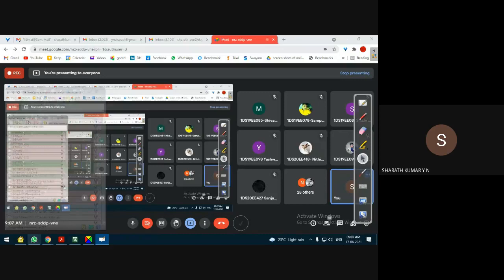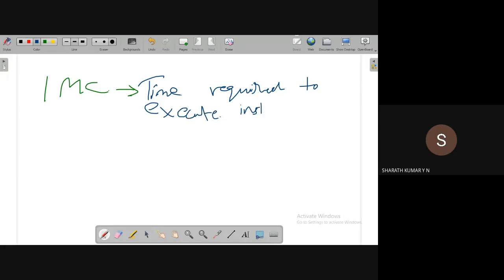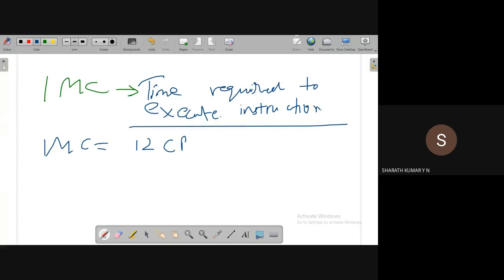Okay. So one machine cycle means the time required to execute an instruction, the simplest instruction, I mean the instruction which takes the least time to execute. That is known as one machine cycle. What is this one machine cycle equal to? One machine cycle is equal to 12 clock pulses, whose frequency is 11.0592 megahertz.